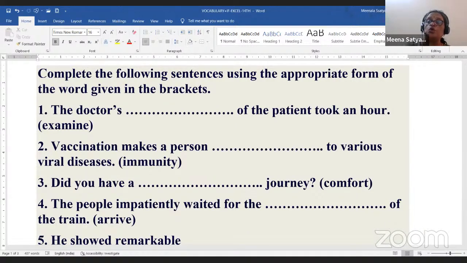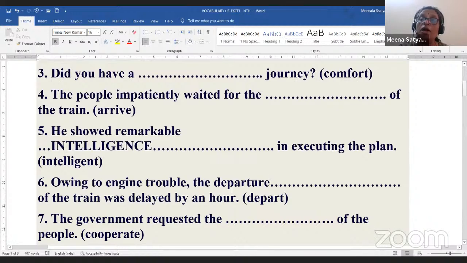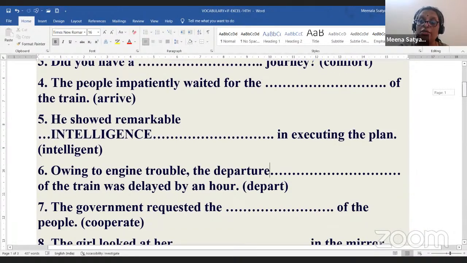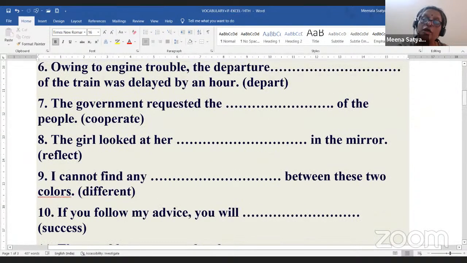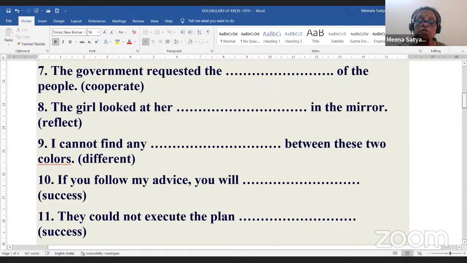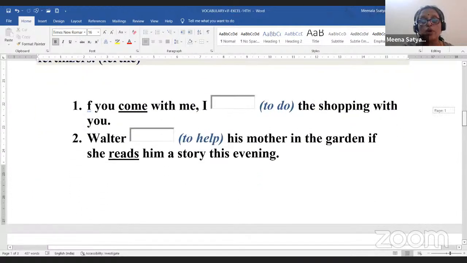Examination, immunity, immunable, immunization. Immunization is what has been done. Comfortable, comfortably. Arrive, arrival. Intelligence, intelligently. Then depart, departure. Cooperate, cooperation. Reflect, reflection. Different, difference. Success, succeed, successfully. Fertility, fertilization. Fertile, fertility, fertilization. So all these are possible. So this again comes back under vocabulary too. That's why I did it.